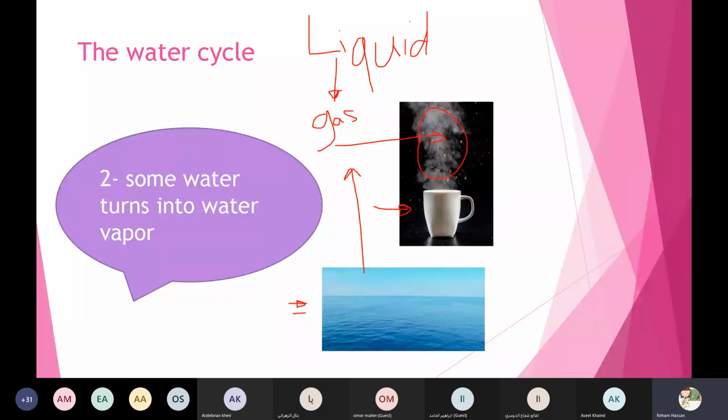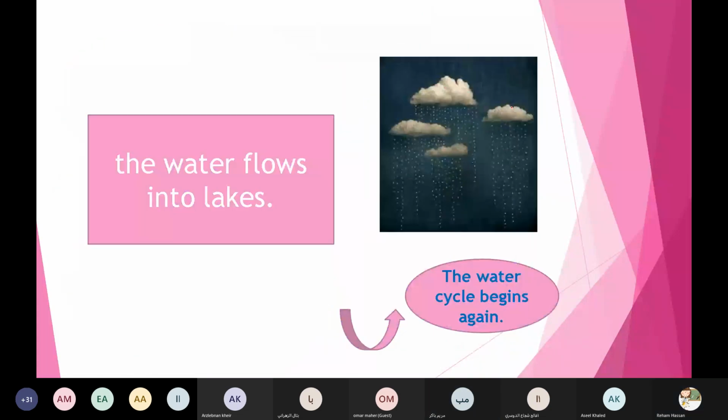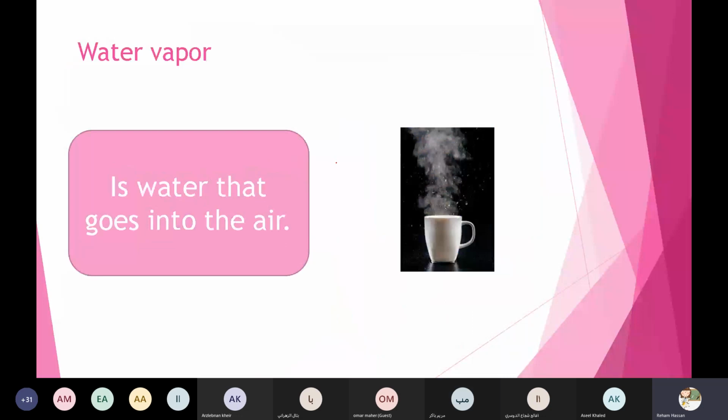Where are you? Okay. Water vapor. Yeah, this is the water vapor. So, the water that goes into the air in the shape of gas, or in a gas state, is water vapor.